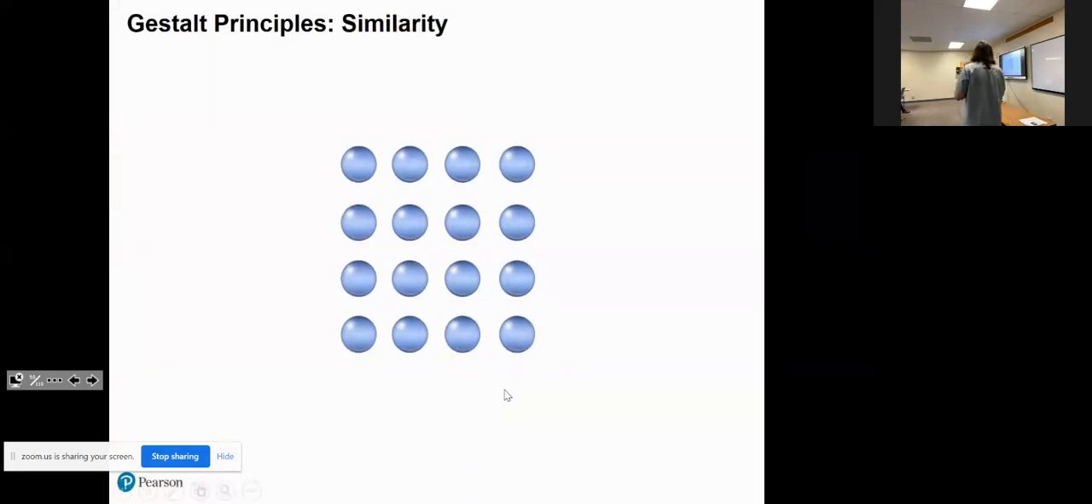We also have similarity. So if we were to change any one of these colors, you would group those together automatically, okay?